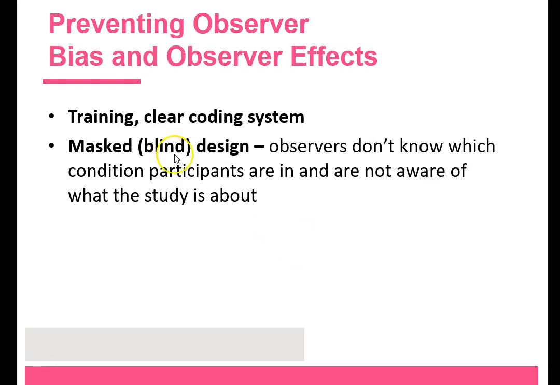In observational research, definitely training is very important, and a clear coding system is also very important. How are we defining these different terms? And then a masked or blind design is important, in that observers don't know the condition the participant's in, and they don't know what the study is about. So you just have your raters or observers not knowing what group the participant is in. Are they in maybe a patient group or not patient group, or a treatment group or not treatment group? They're not really aware of what the goal of the study is, and so they are just giving their most unbiased judgment.